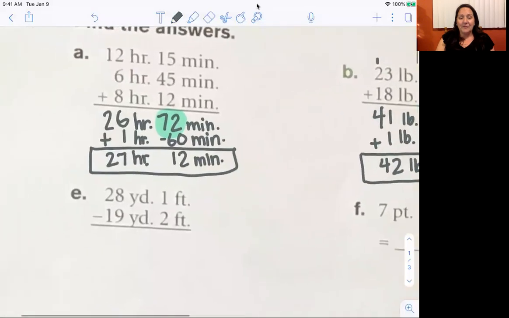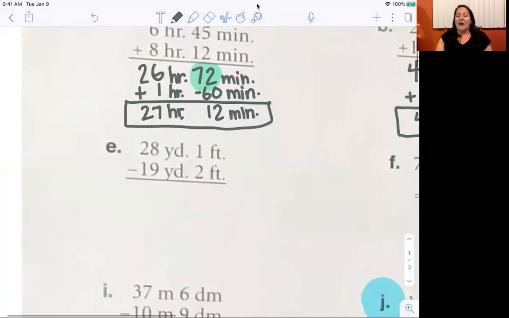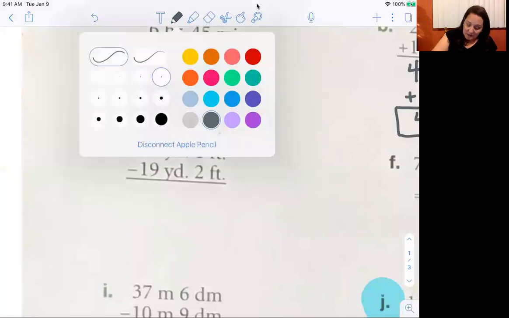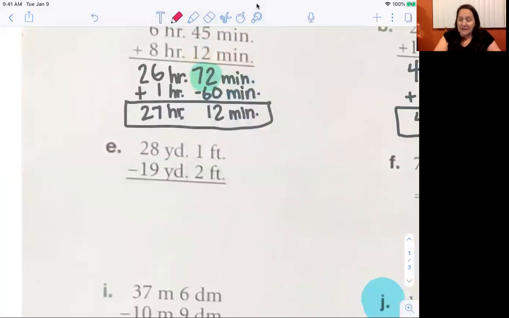Okay. Letter E. We have 28 yards, 1 foot, minus 19 yards, 2 feet. Well, first thing we do is we look here. Can I do 1 minus 2? Because guess what? A lot of people would just do this. No, that is not what we do because you cannot do 1 minus 2. It is not possible. I cannot take 2 things away from this one thing right here in front of me, right? It just can't happen.